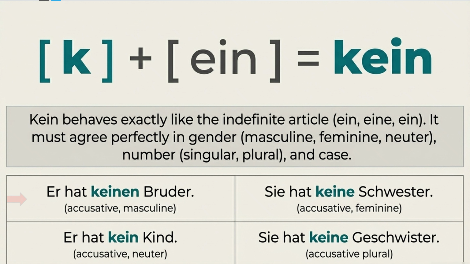Here are some examples. Er hat keinen Bruder. Here we have the case of masculine accusative. Er hat kein Kind. Here we have accusative neuter. Sie hat keine Schwester. Here we have accusative feminine. Sie hat keine Geschwister. Here we have accusative plural.